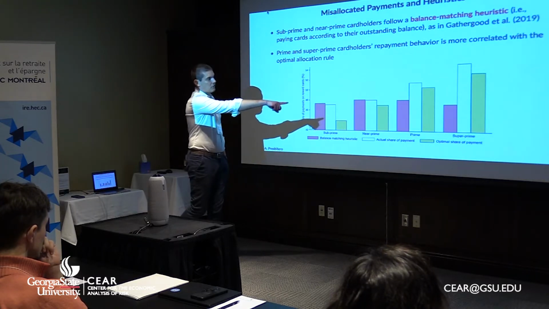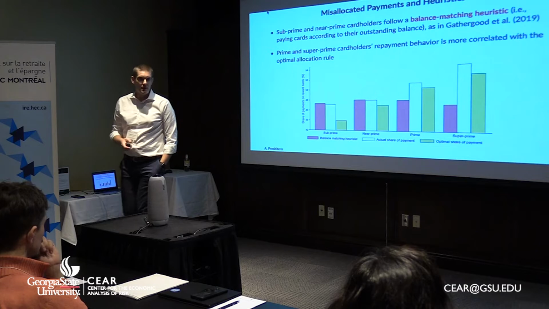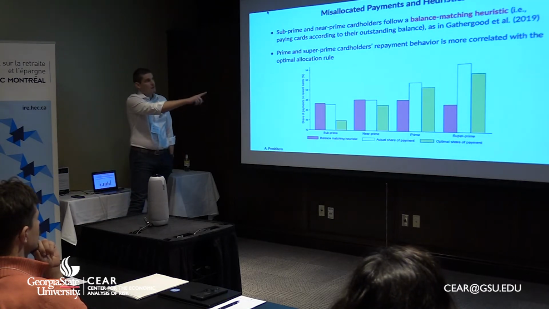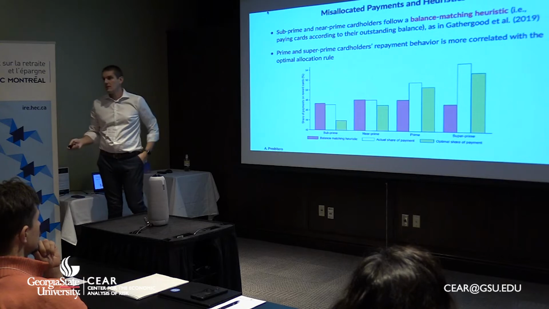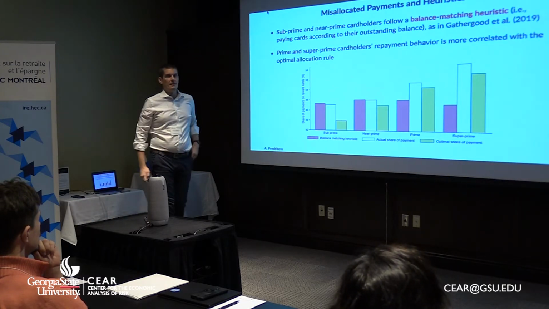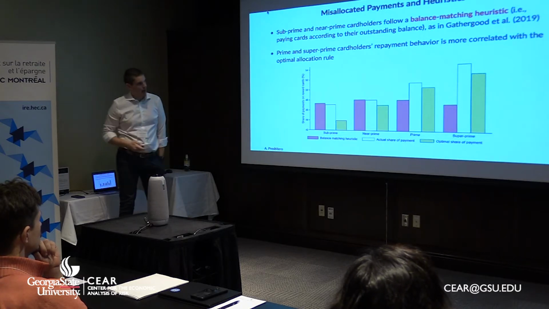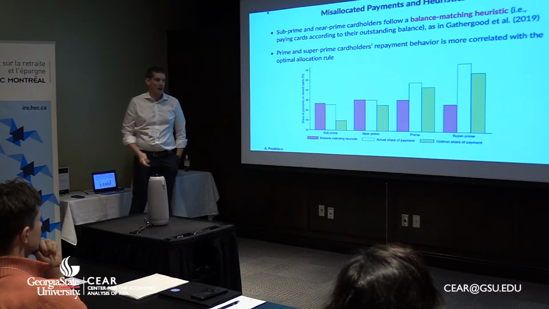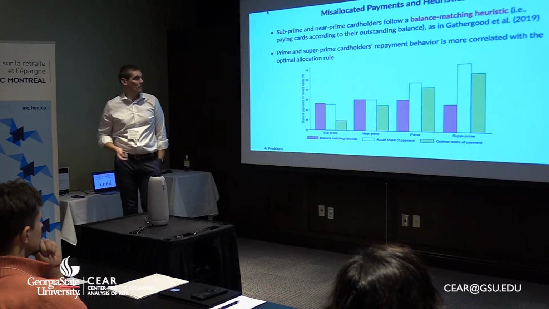If on the other hand you focus on prime and super prime individuals, you can see that the actual share of repayment is much more similar to the optimal one. So again, this is evidence suggesting that prime and super prime individuals tend to behave optimally, while the subprime and near prime individuals tend to behave suboptimally.